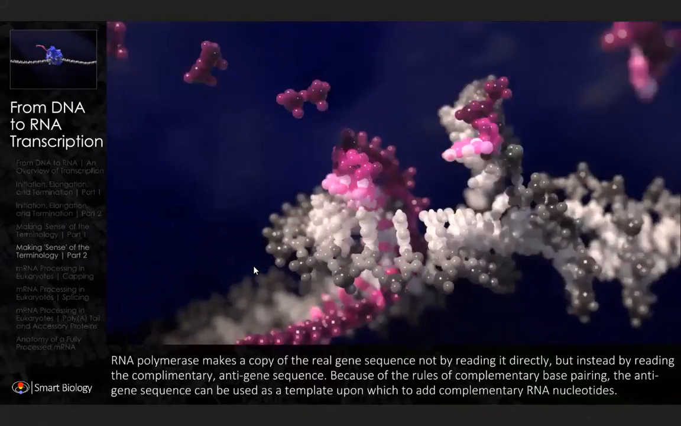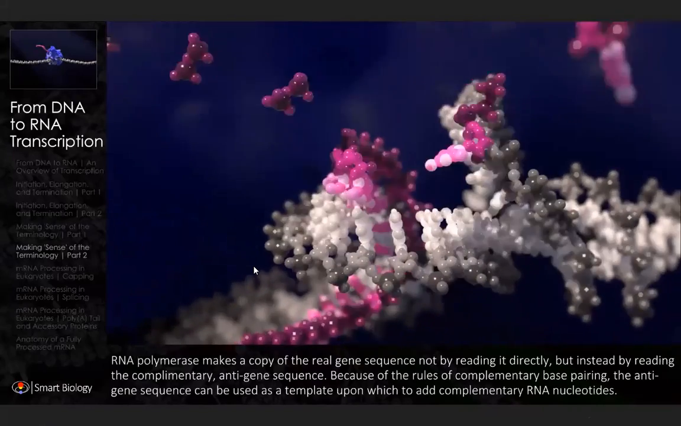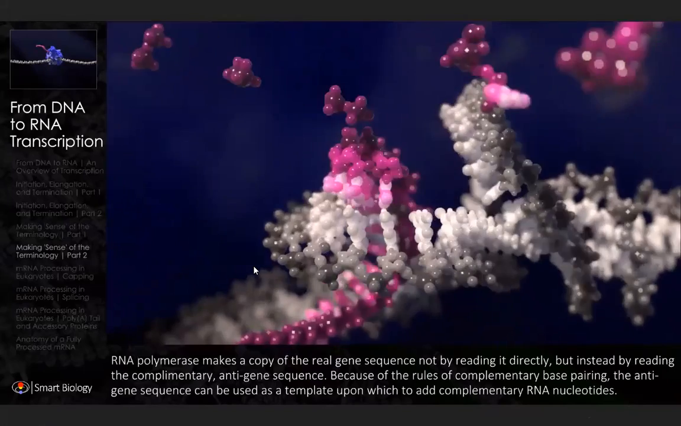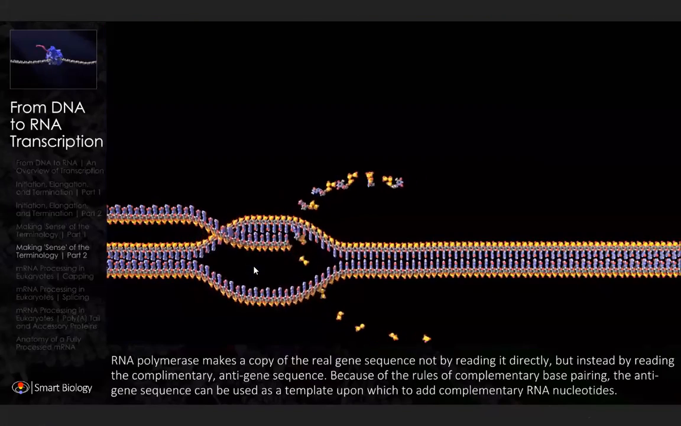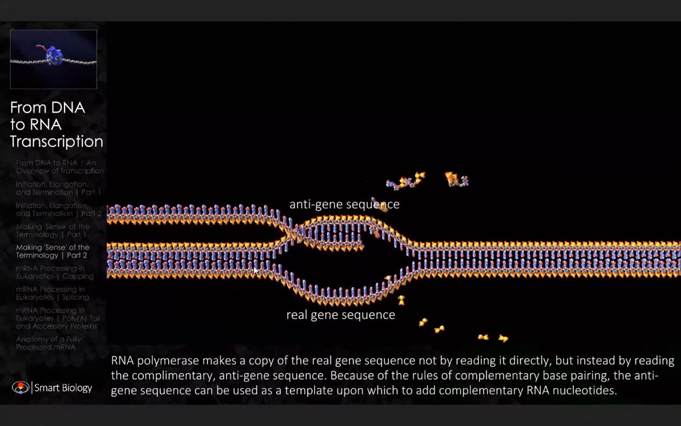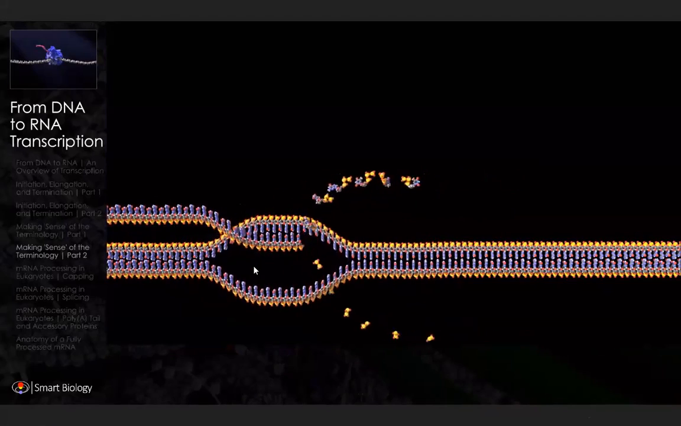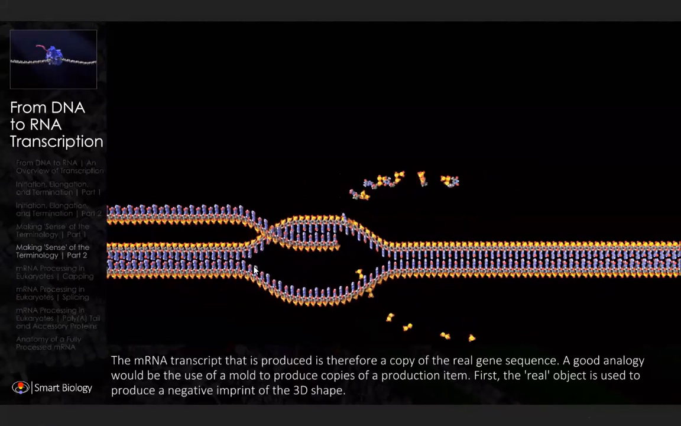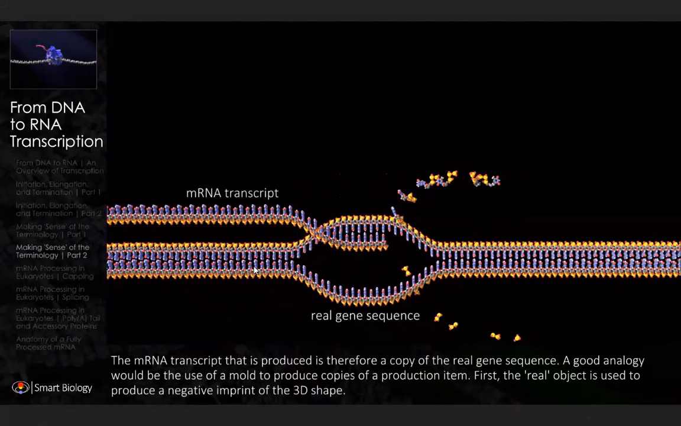RNA polymerase makes a copy of the real gene sequence, not by reading it directly, but instead by reading the complementary anti-gene sequence. Because of the rules of complementary base pairing, the anti-gene sequence can be used as a template upon which to add complementary RNA nucleotides. The mRNA transcript that is produced is therefore a copy of the real gene sequence.